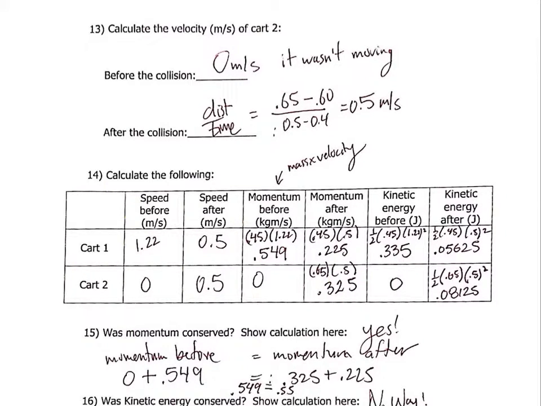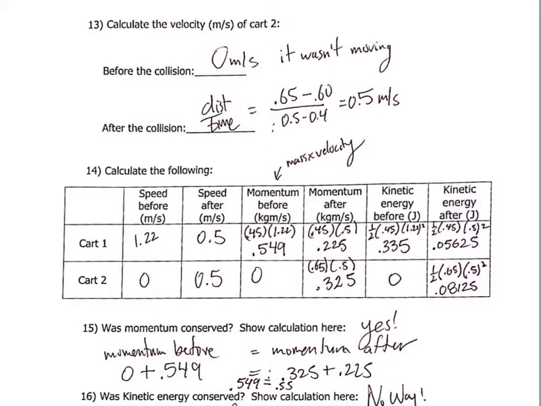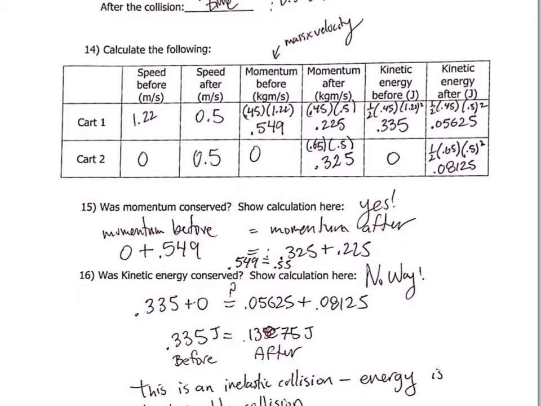So what we can say is that the momentum of the system, meaning both carts, before the collision is this plus this. And the momentum of both carts after the collision is this plus this. What we expect is that momentum to be conserved. We say that momentum is conserved in all collisions. So momentum before equals momentum after, and we have 0.549 equals 0.550. So within rounding, that is excellent.